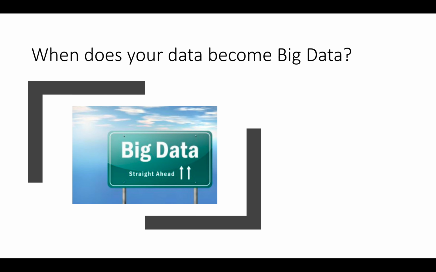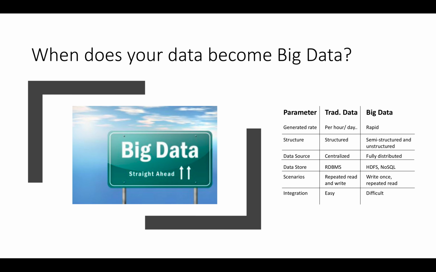Now, as for the last topic of today, I would like to leave you with some objective parameters that can help you identify big data. Let's have a look at some of these key points. The first one is about the rate of generation of data. If your data is generated at an extremely rapid rate, say billions of transactions per second, this could already be a hint towards moving in the direction of big data. Whereas traditional data expands on a per day or per hour basis.